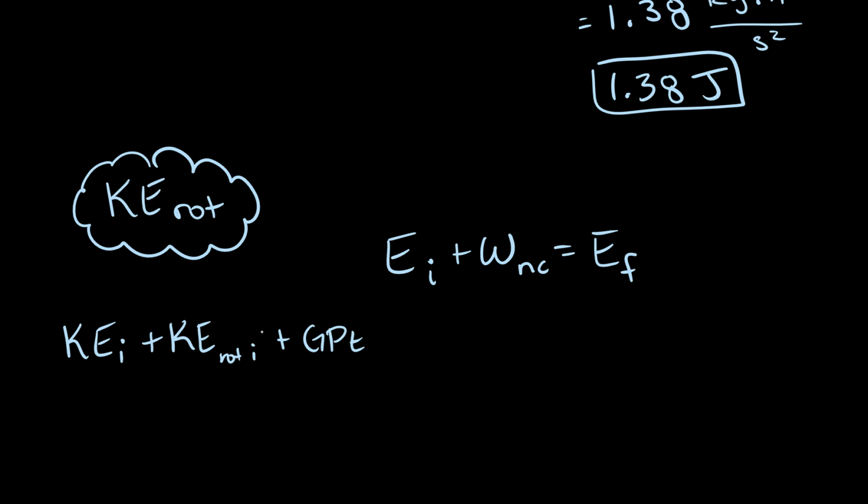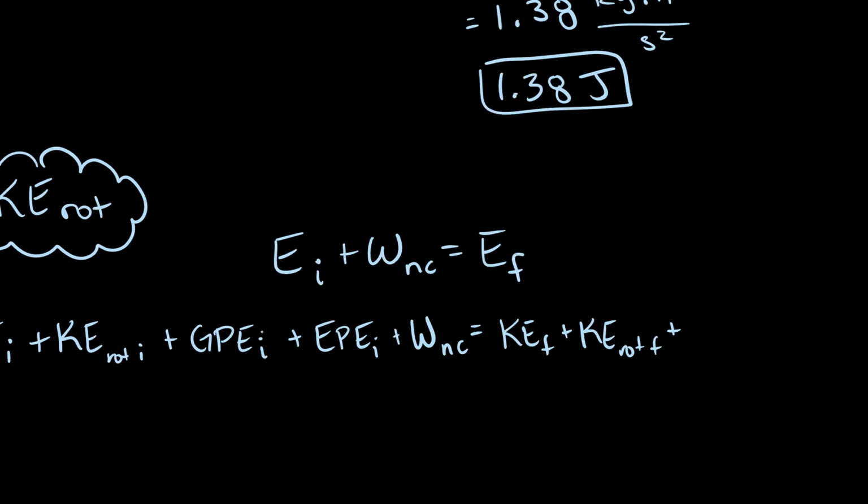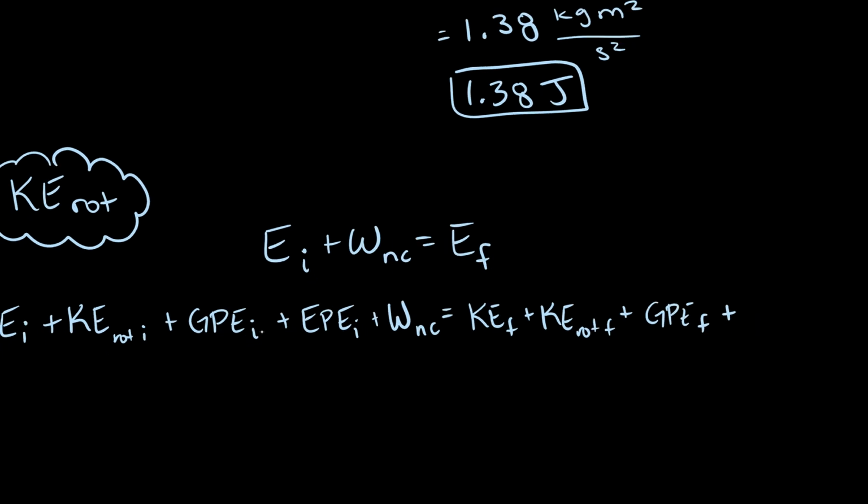plus gravitational potential energy initial, plus, do y'all remember this, elastic potential energy initial. And remember, most problems don't have all of these types of energy, but this is just writing it all out. And I might run out of room here. So we have our mechanical energy: kinetic energy, rotational kinetic energy, gravitational potential energy, elastic potential energy initial, plus any work done by non-conservative forces equals kinetic energy final plus rotational kinetic energy final plus gravitational potential energy final, plus elastic potential energy final. Okay, so here we go.